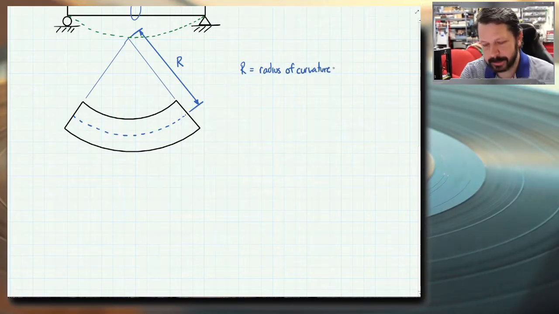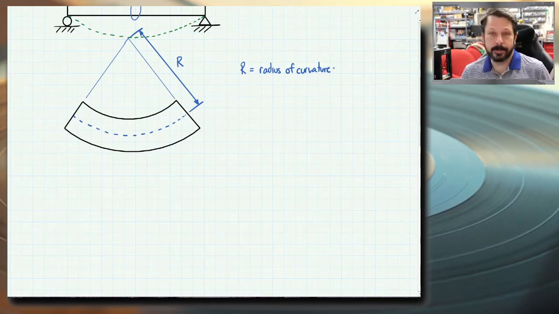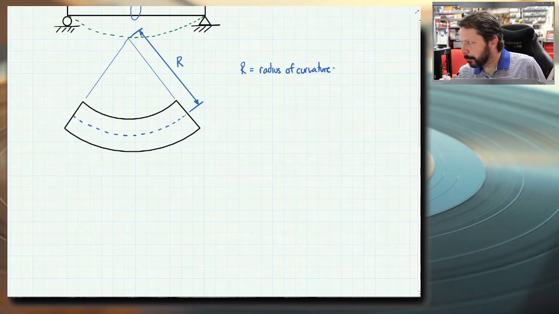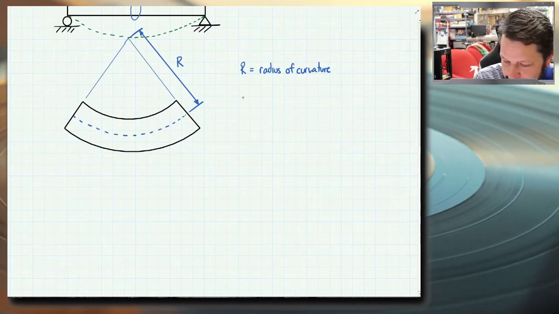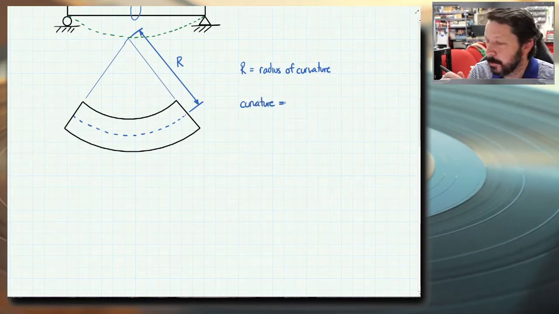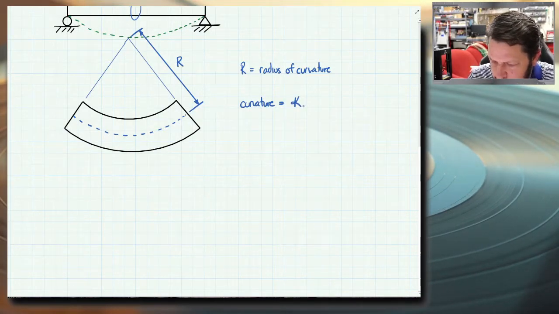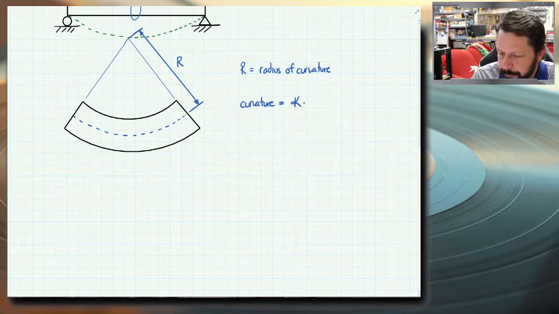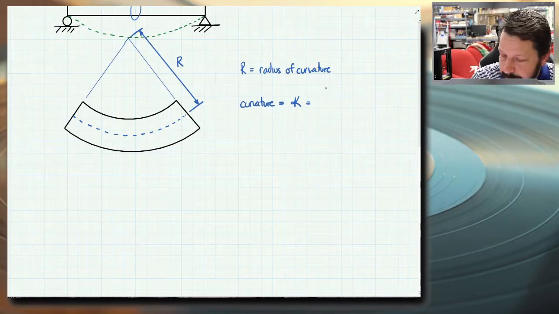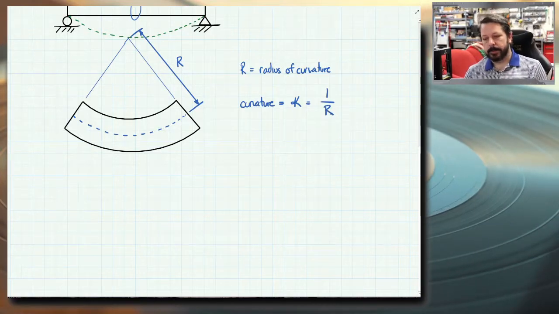And that kind of makes sense. It's a radius, and we're talking about a curved beam in this case. So it's the radius of curvature. Now, curvature, not radius of curvature, but curvature, is actually equal to something like kappa. We're going to define it as 1 over R, the radius of curvature.